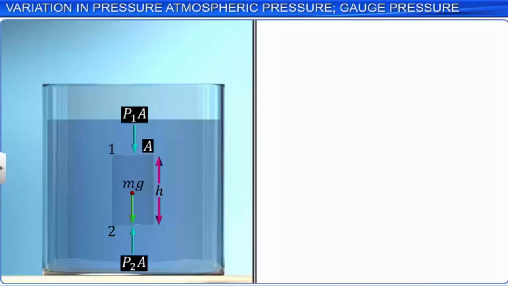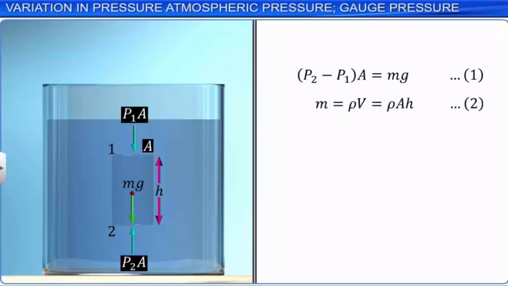But the mass of the cylinder is equal to the product of its density, ρ, and its volume, V, or the product of its density, ρ, area of its base, A, and its height, h. Substituting equation 2 in equation 1, we get P2 minus P1 is equal to ρhg. Thus, the pressure exerted by a liquid column of height h is independent of area of cross-section.